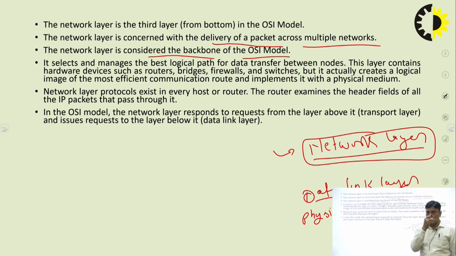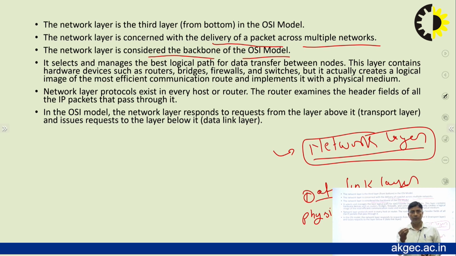So the major role of the network layer is addressing. What is the meaning of addressing? That means to select and manage the proper path, the proper route from source to destination. When we say proper route, what is the meaning? Proper route means the route that has the minimum delay, the shortest path that takes minimum time to deliver the data from source to destination. So this is known as routing.